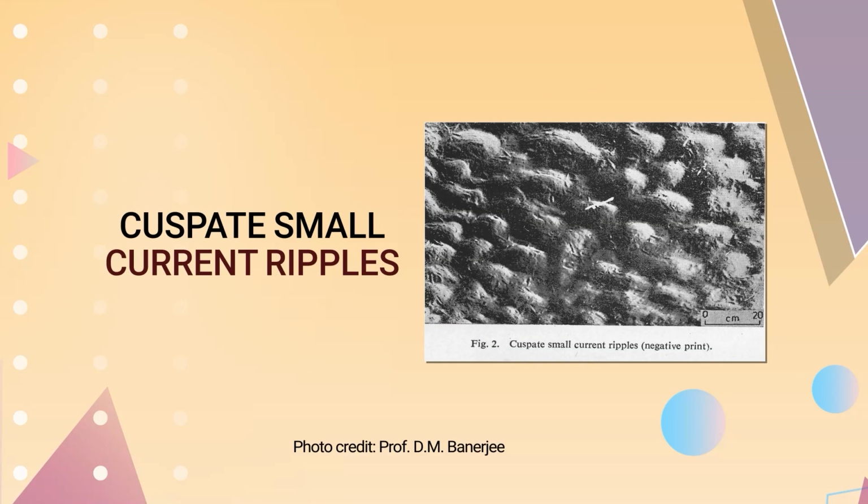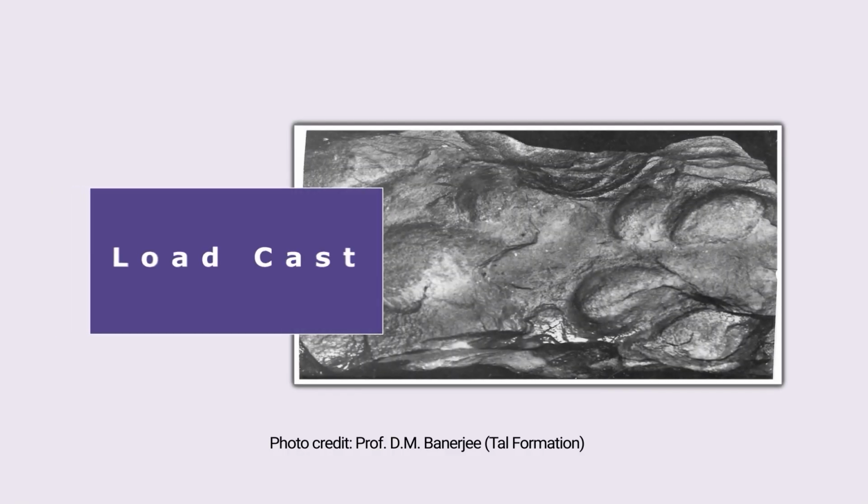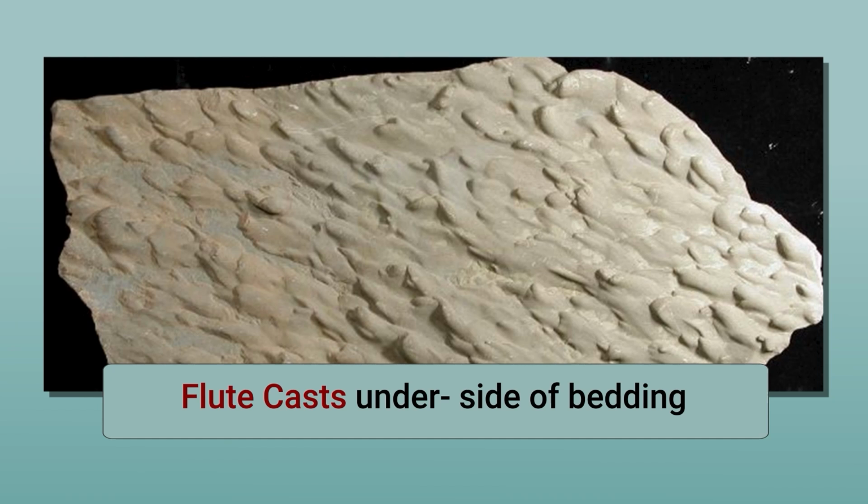Then there are ripple marks, which are called cuspate ripple marks here. This is from the Jamuna river bank. There is also a surface called load cast. When the surface of wet sediment is loaded by a certain material at a little faster rate, it deforms the lower part, and the material from the lower part gets squeezed into the sides. So it develops what is called a load cast. Similarly, in the flute cast, the underside of the bed, typical flutes are here.